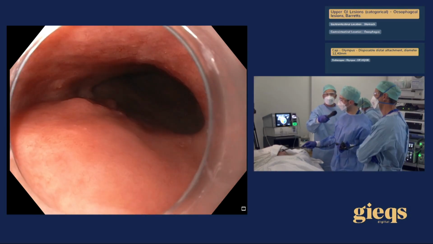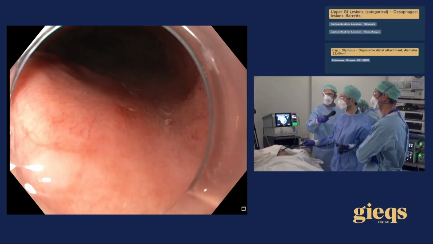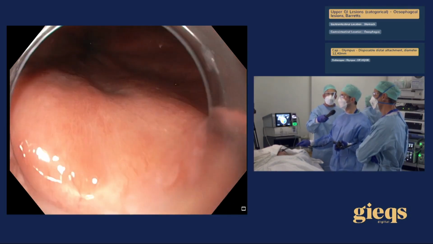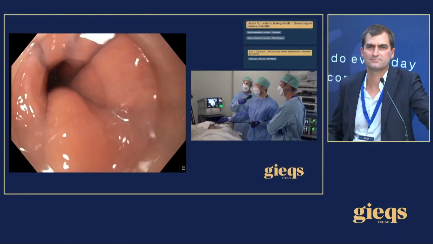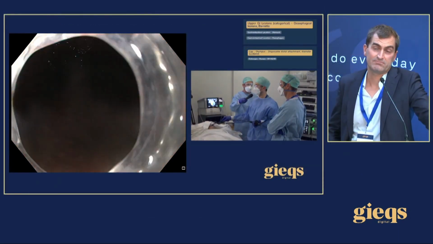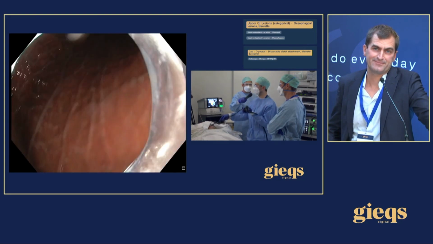And just maybe a question straight up to Professor Lammers. What's your opinion about Barrett's of this length being managed in the community? As in not in a reference center for Barrett's.